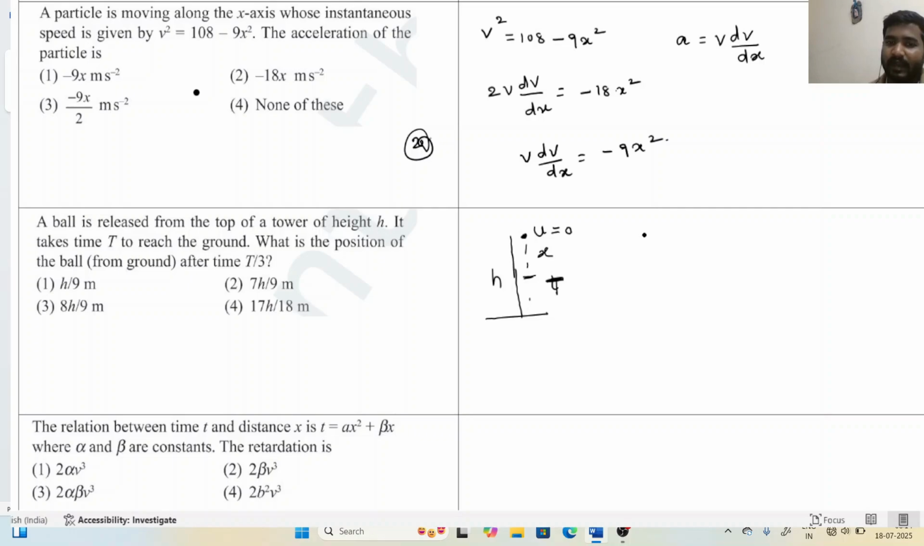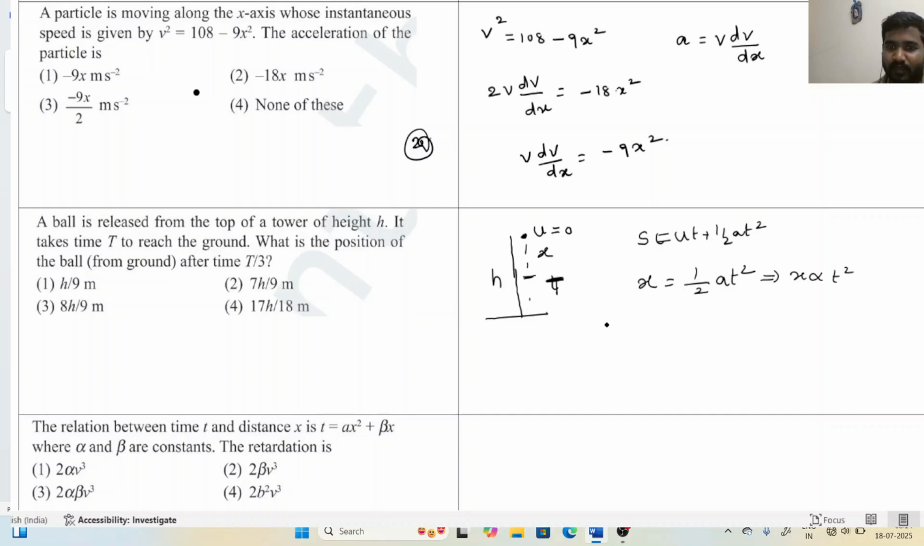We know that the displacement traveled by the body is s equals ut plus half at square. Here the body is dropped, so initial velocity equals 0. The initial direction of motion is downwards, therefore s and a values we take as positive. Therefore x equals half a t square, and at time T by 3 the position is x. Since acceleration due to gravity remains constant, x is directly proportional to t square.